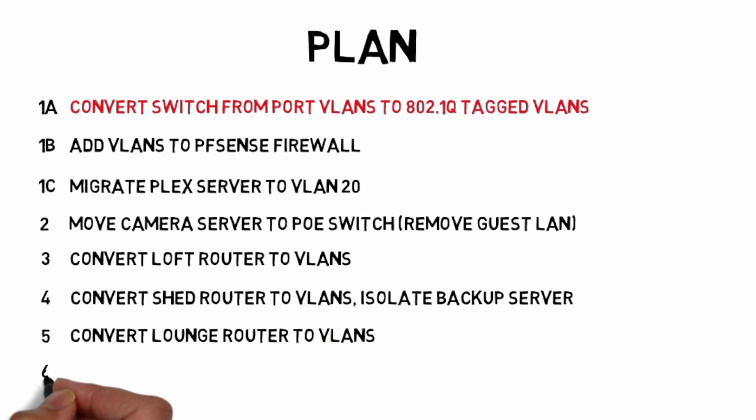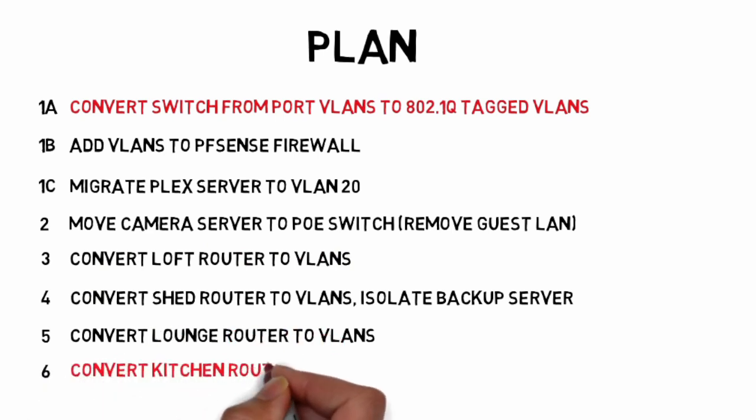Now, when I'm converting these, once I do this first conversion here, converting the loft router, that will segregate the traffic on the IoT network. It will lose access to the IoT devices that are on the LAN network. So I need to keep these relatively close together, but typically nobody using the loft router is connecting to anything. Most of the IoT devices are all downstairs. So that shouldn't be a problem. The lounge is when it's going to get tricky.